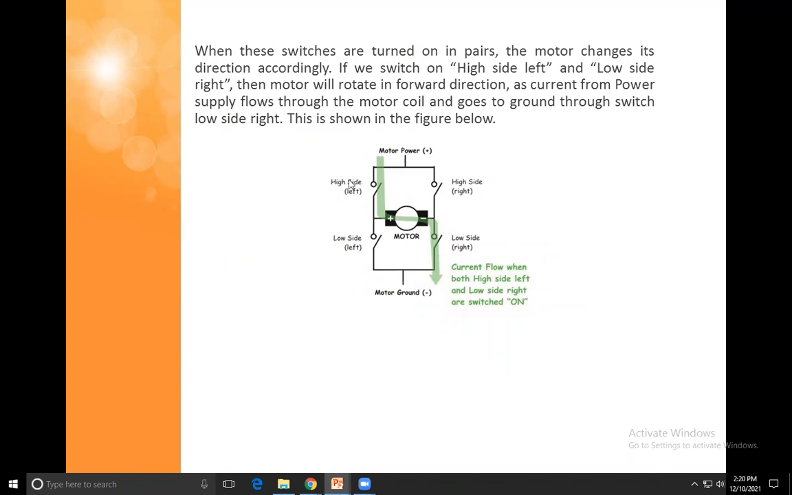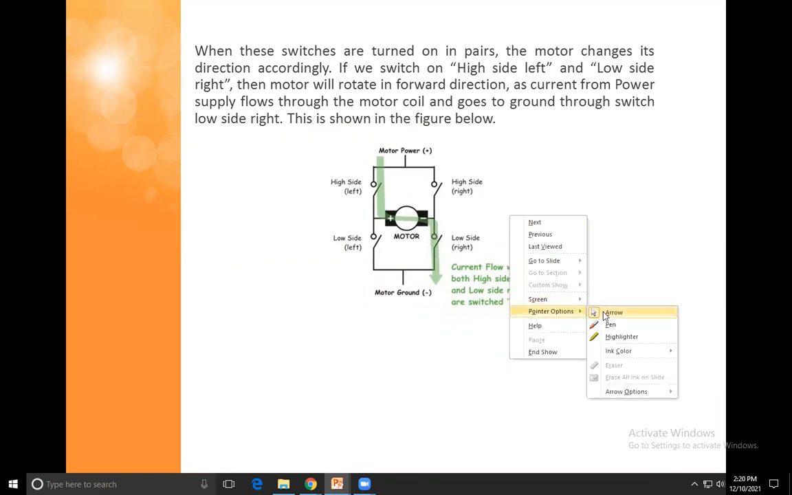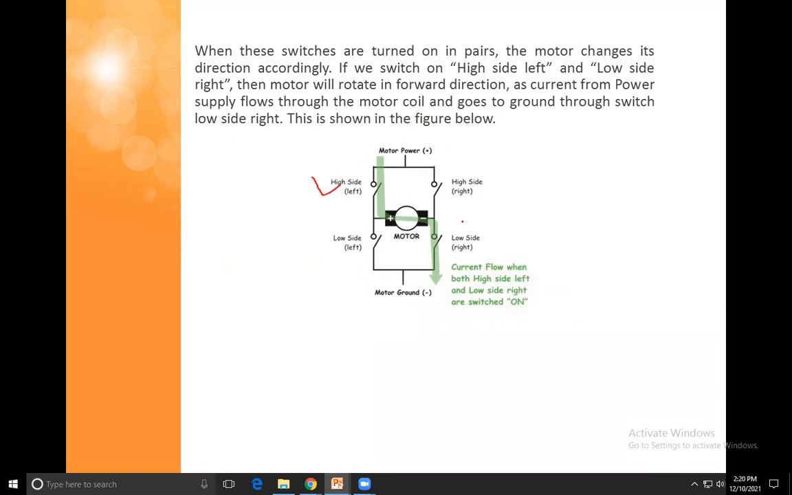see, when the high side left and low side right switches are closed, then the current will move to this motor from this side. So the motor will rotate in the forward direction. You can say it is in the clockwise direction. The current will flow through the high side left and low side right switches, and your motor will rotate in the clockwise direction.